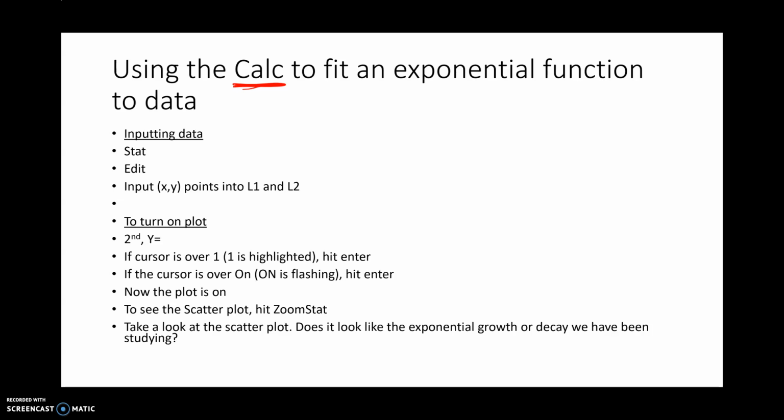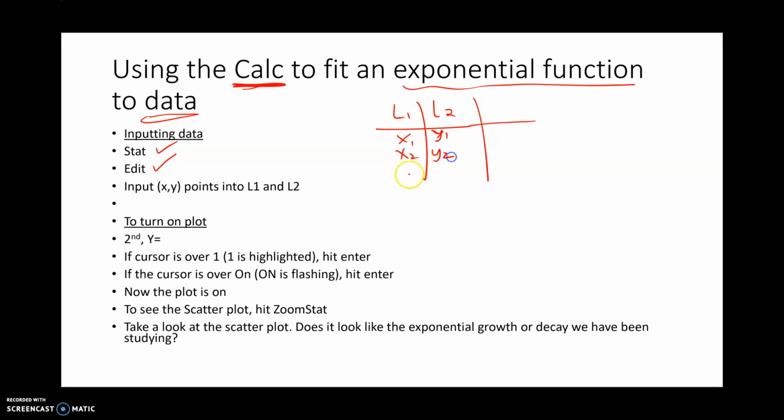So we're going to refresh on how to use the calculator to look at data on a scatter plot and then do a regression on it. This will be in a Word document on PowerSchool so you can print it out. When inputting data into the calculator, hit the Stat button, then in Edit, hit Enter, and you'll see L1 and L2 and so on. Put your X points in L1 and your Y points in L2, etc.